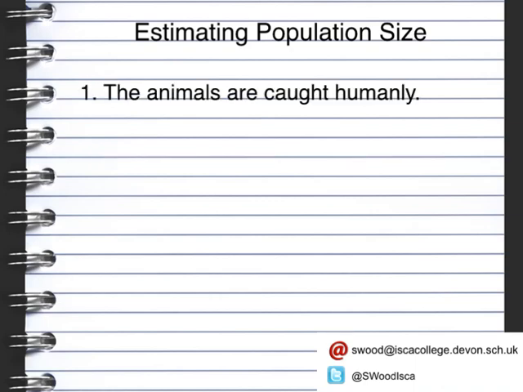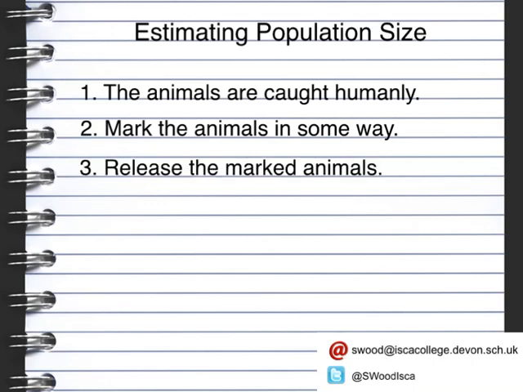Firstly, the animals need to be caught humanely so that they stay alive. The second thing you need to do is mark the animals in some way so that they can be identified. That marking is essential, and again it needs to not harm the animals. You then release the marked animals back into their habitat. Now you need to leave them for a certain amount of time, then catch a second sample which will contain some animals that have been marked and some animals that have not been marked.